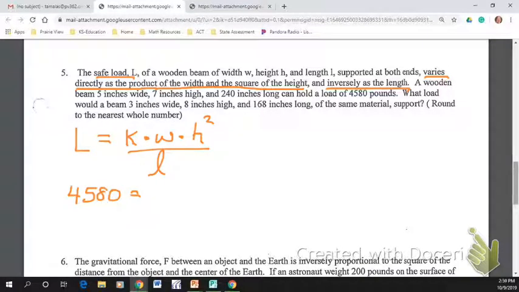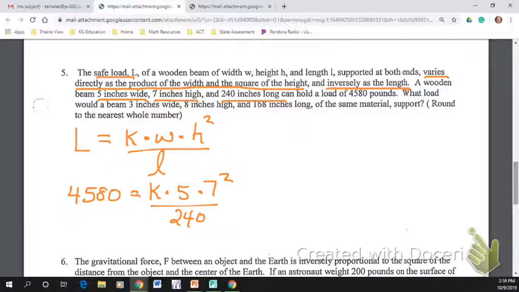Let's see, I got a beam that is 5 inches wide, so my W is 5. It's 7 inches high, so my H is 7. And 240 inches long, so that's 240. So, how am I going to solve that for K?